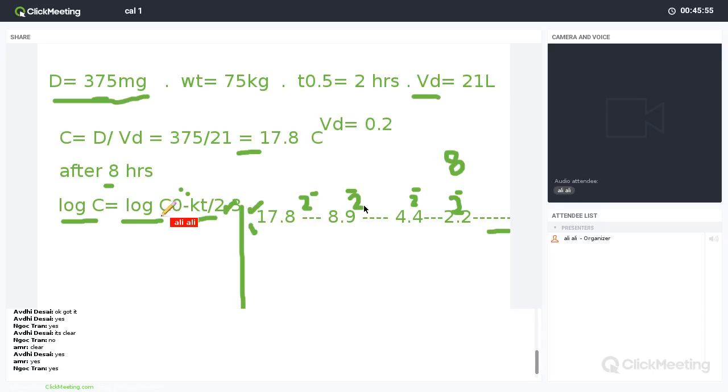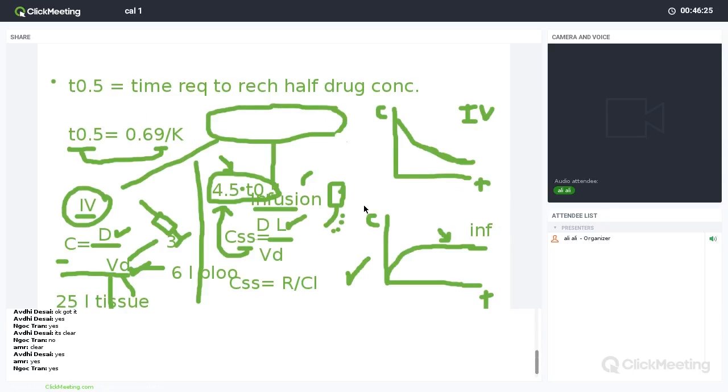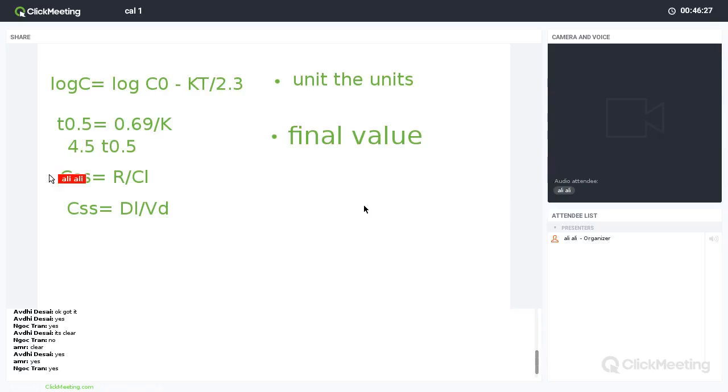But first, we need to determine the value of K, which is the elimination rate constant. As I told you before, if you need to determine the elimination rate constant K, the direct indication of it is the half-life. We will use simply this equation.